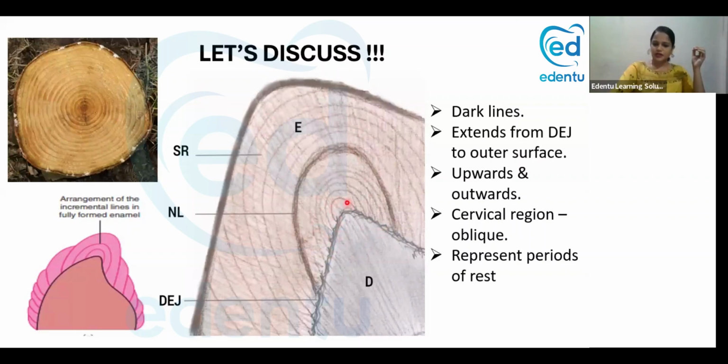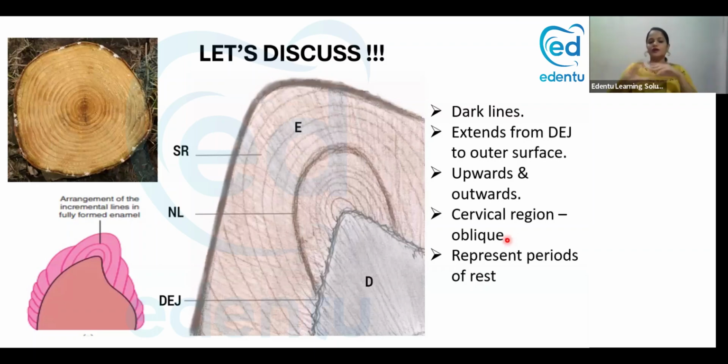Towards the cusp tip, they form concentric circles like this towards the outer surface, and if you look at the cervical region, they will be mostly at about 90 degrees, in an oblique direction. So this is the arrangement of the incremental lines, the striae of Retzius, and they usually represent the periods of rest. As I had already mentioned, enamel will not be deposited in a continuous phase. All these mineralized structures will be deposited in phases. So these lines represent the periods of rest, or you can call it the period of quiescence.